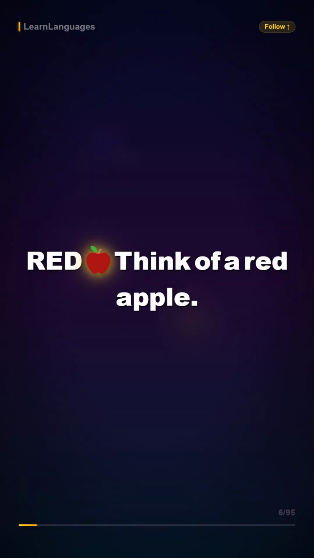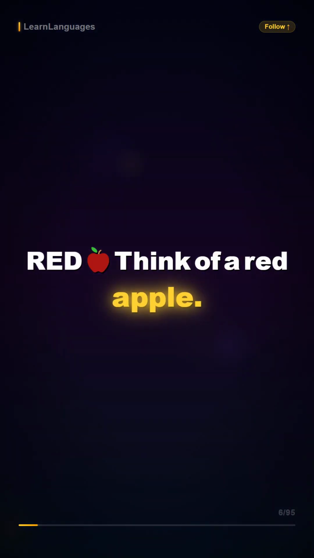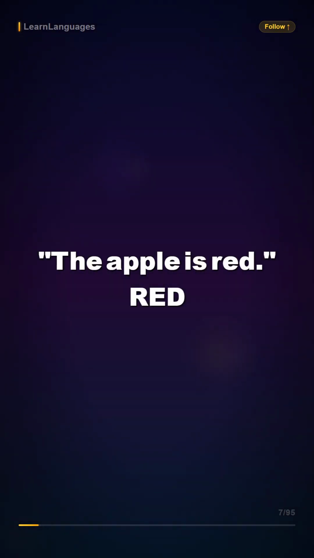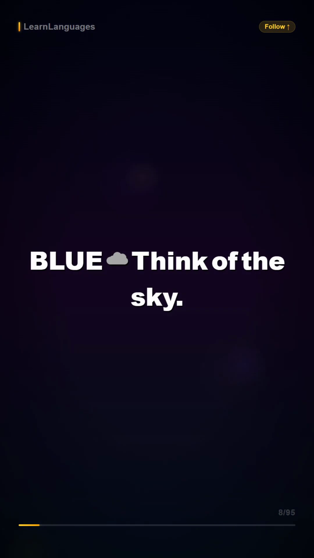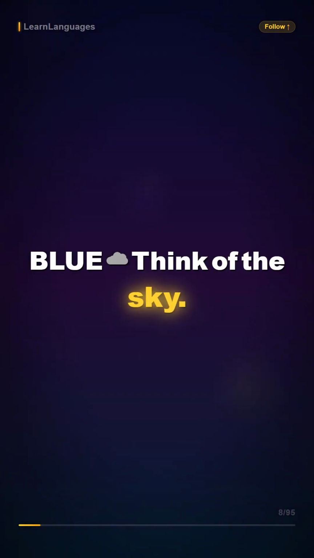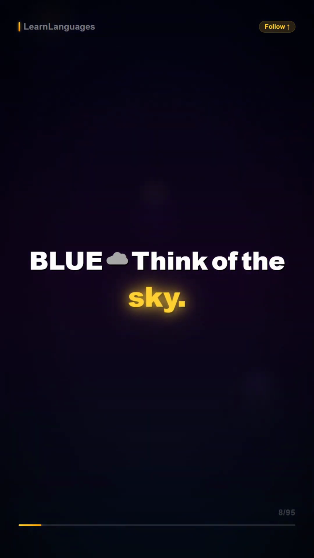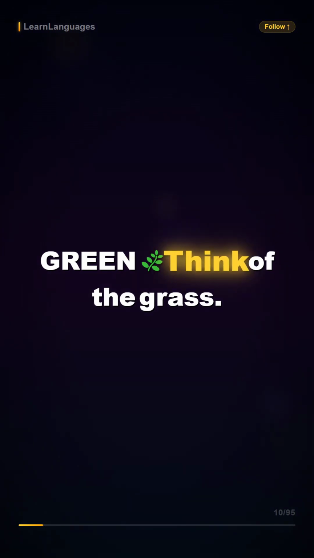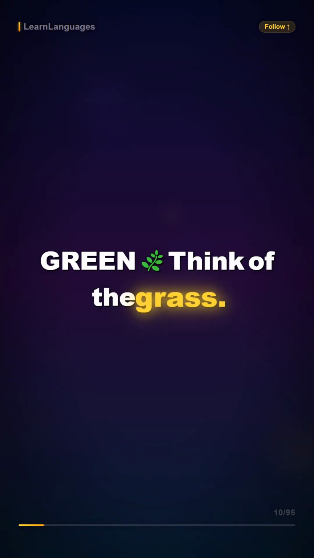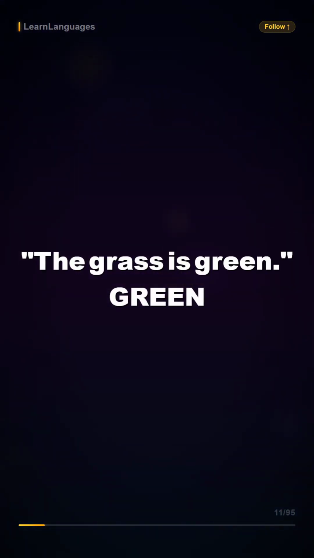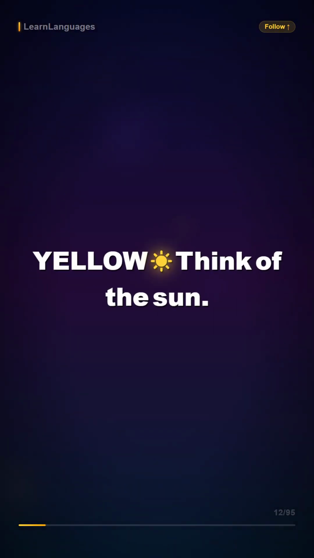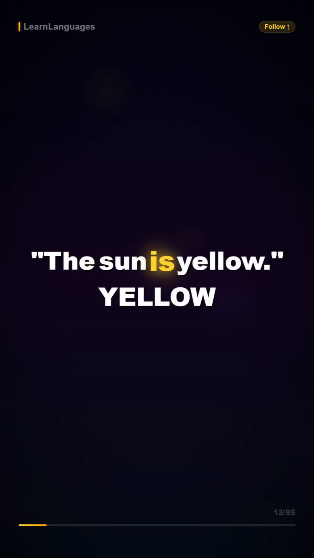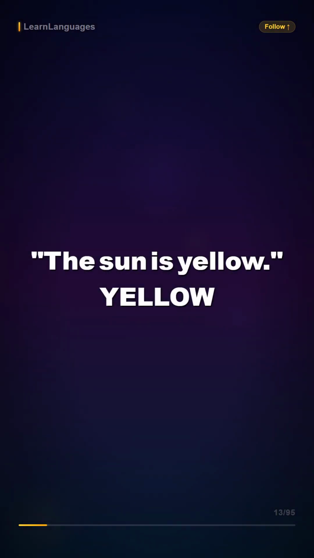Red. Think of a red apple. The apple is red. Blue. Think of the sky on a sunny day. The sky is blue. Green. Think of the grass in a park. The grass is green. Yellow. Think of the sun. The sun is yellow.